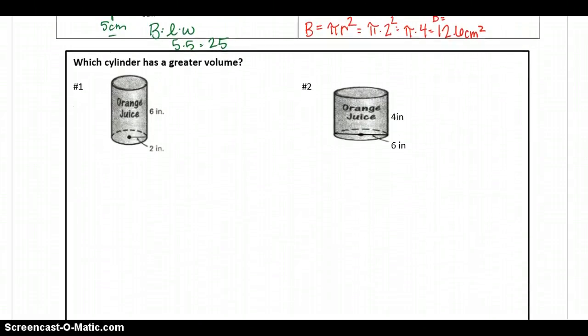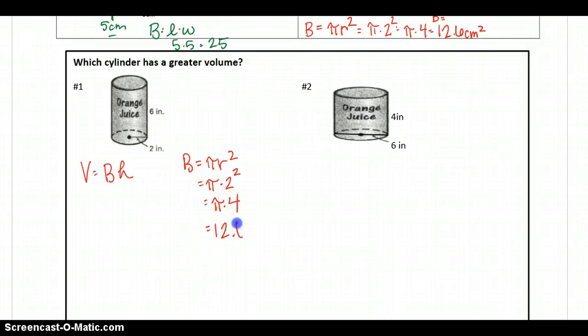Example number 3 asks which cylinder has a greater volume. So we want to know which of these cans of orange juice holds more orange juice, which one can hold the most. And we can find the volume of each in order to compare them. So again, our formula V equals B times H, where B is the area of our base. Our base is a circle, so we will use pi r squared for the area. Our radius is 2, so we'll have pi times 2 squared, which is pi times 4, which gives us approximately 12.6 inches squared. Our height, the distance between our two bases, is 6 inches.